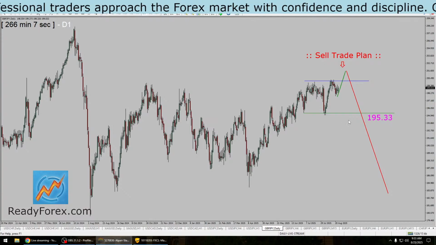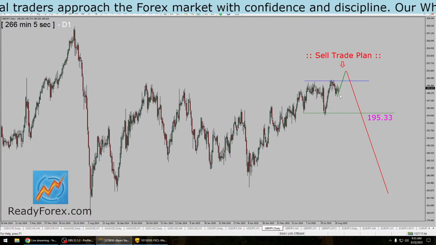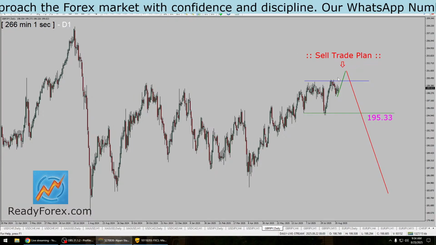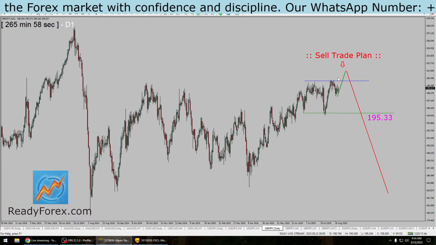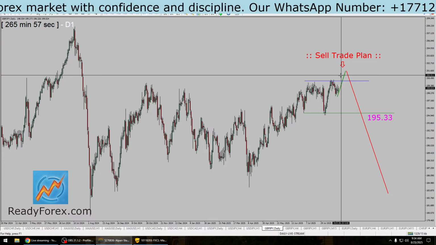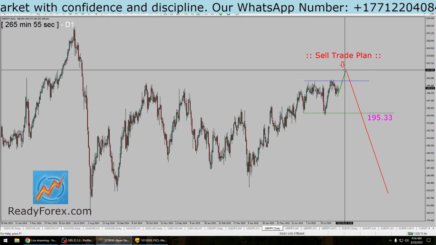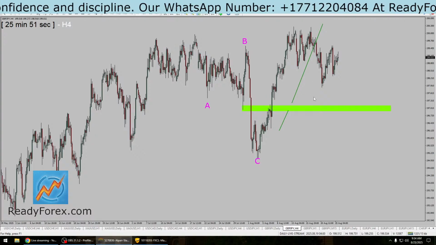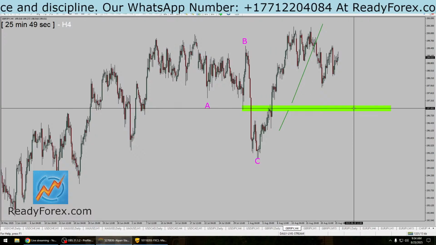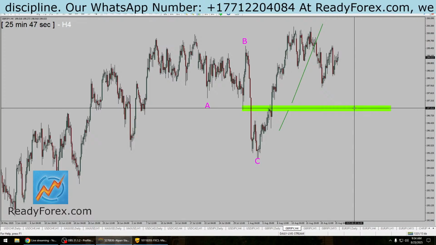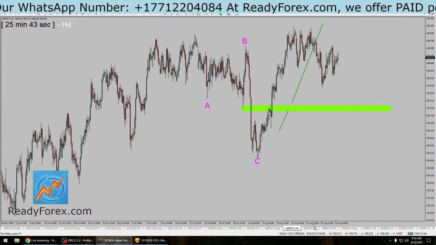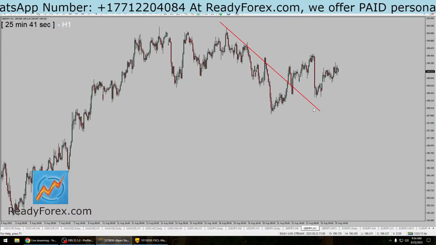Okay, next one is the GBPJPY. GBPJPY currency pair. This is the sell trade plan. I expect more upside in GBPJPY currency pair. I expect basically a false breakout over here. So regarding yen, as long as market is not breaking this green color highlighted area, it is still an uptrend in 4-hour chart. Next one is the GBPJPY 1 hour.